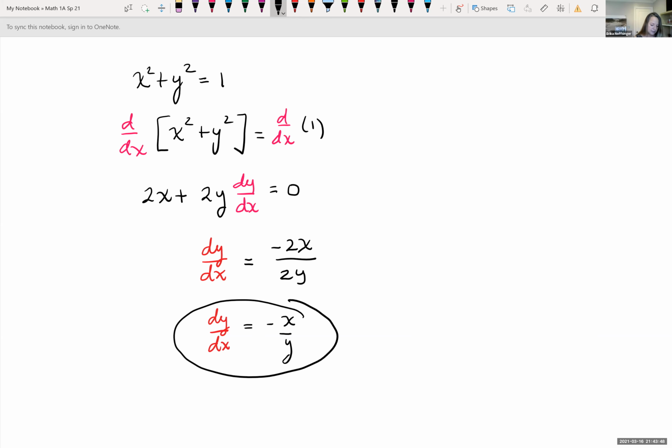So we want to take the second derivative. Taking the derivative of the first derivative is our second derivative. But when we take the derivative of the right-hand side, this negative x over y, we're going to have to use the quotient rule.